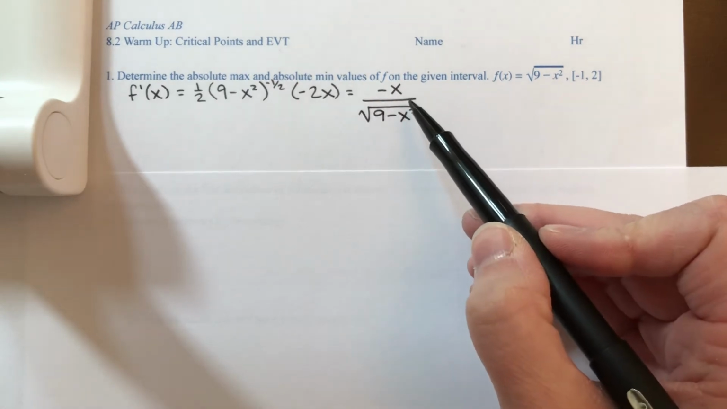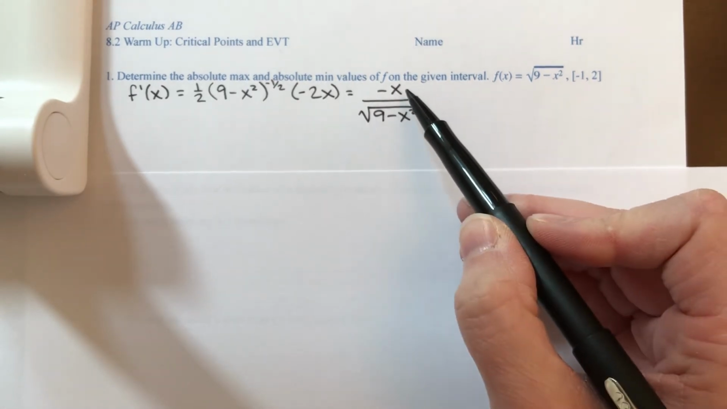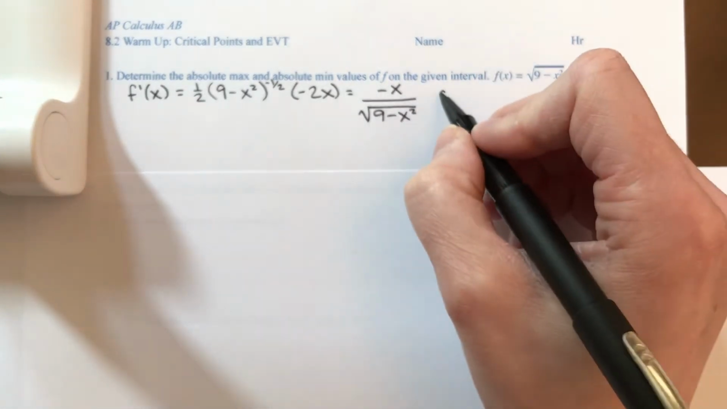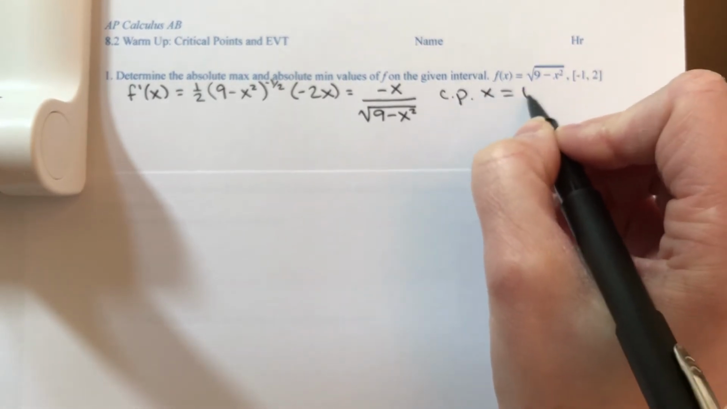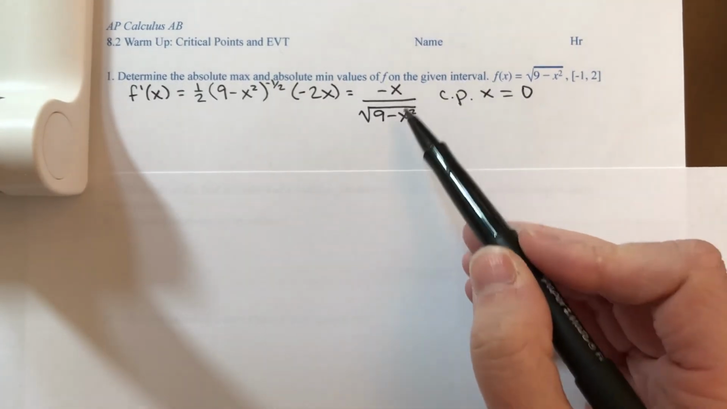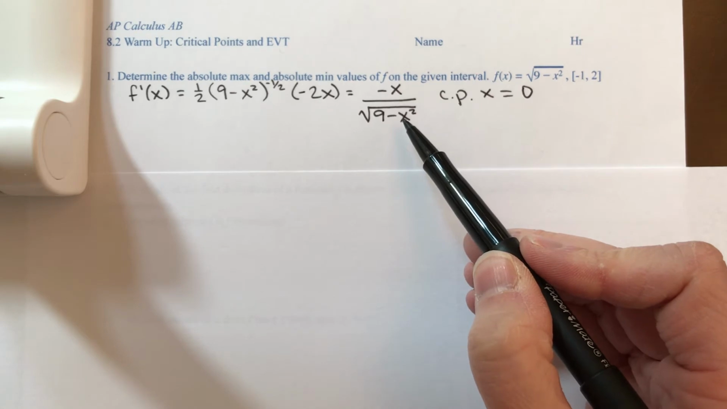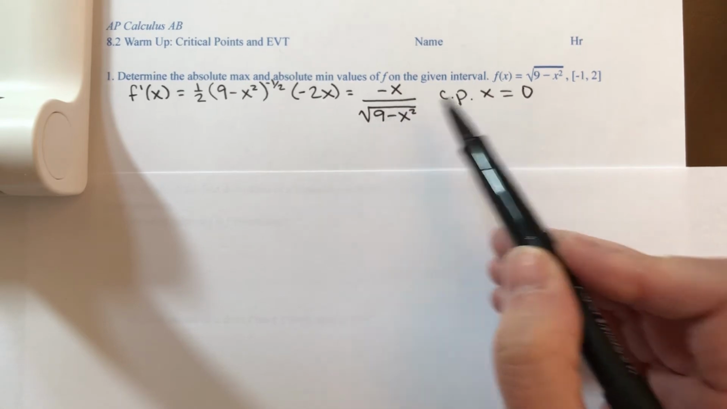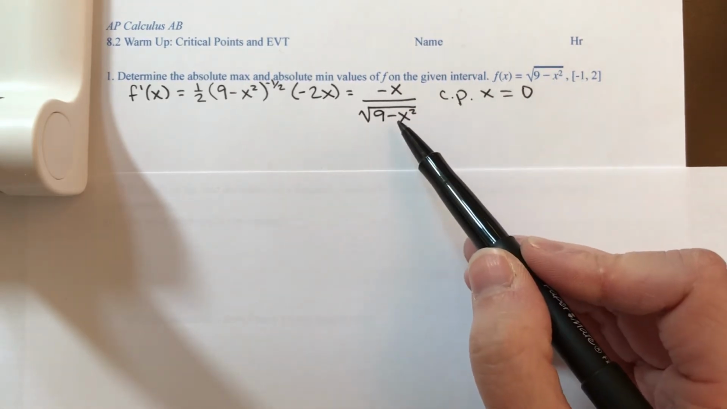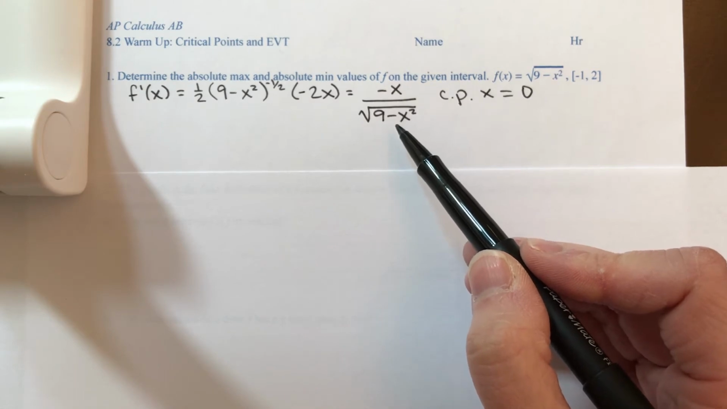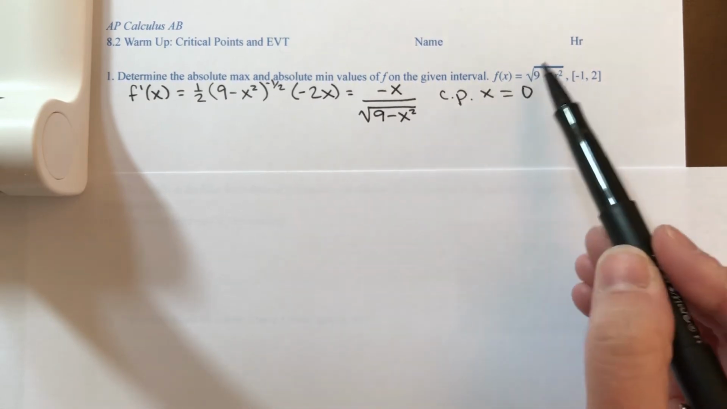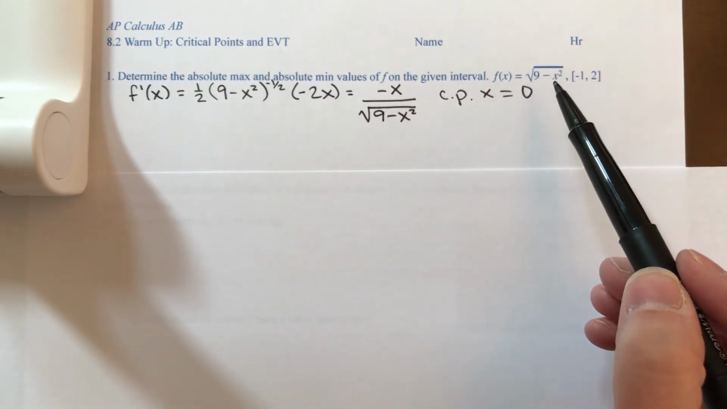Well, if I set this equal to 0, one of my critical points is when x equals 0. Okay? And then setting the bottom equal to 0 would also be when your derivative is undefined. So if you have a continuous function and an undefined derivative, that could be that there is a cusp. But knowing that this is a semicircle, I know that there isn't a cusp.